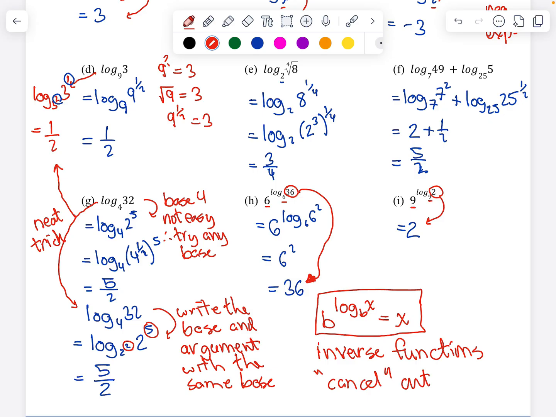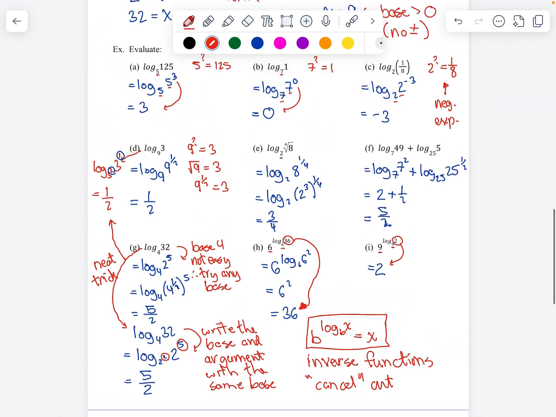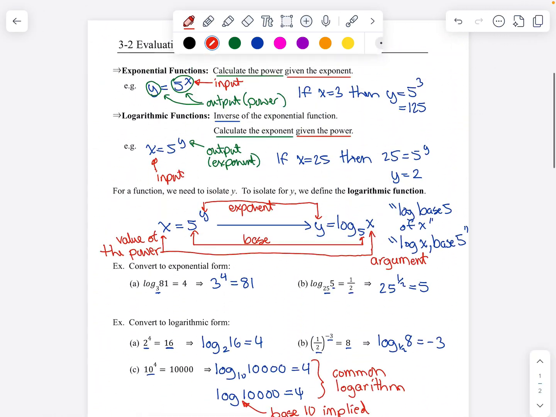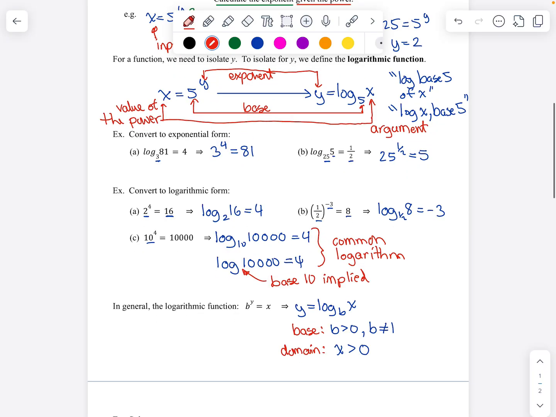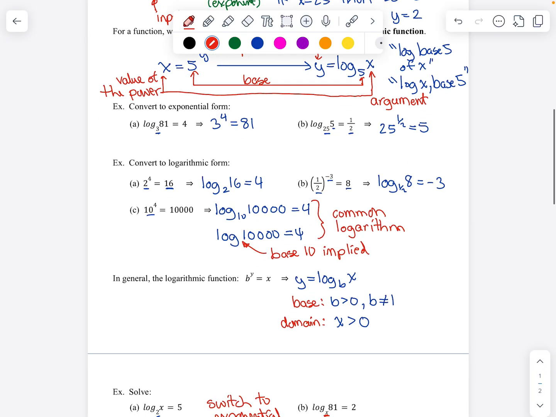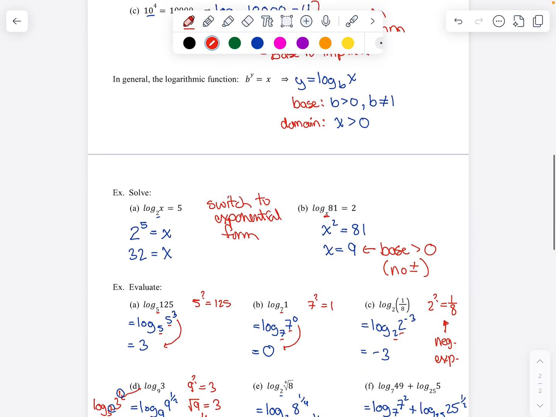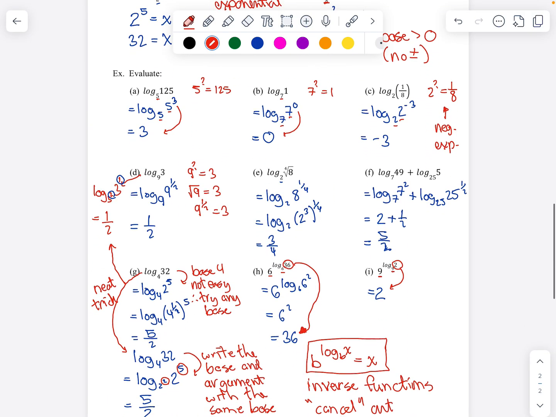There's lots of new ideas there to try with this idea of a logarithmic function, starting with where it comes from, so some of our theory, the idea that we can switch between its exponential and its logarithmic form, and then lastly, this idea of how we evaluate logarithms.